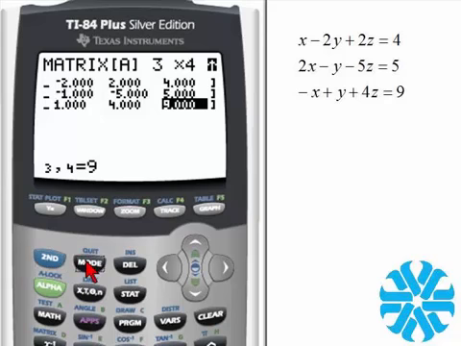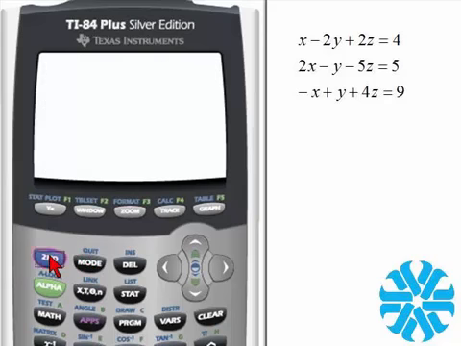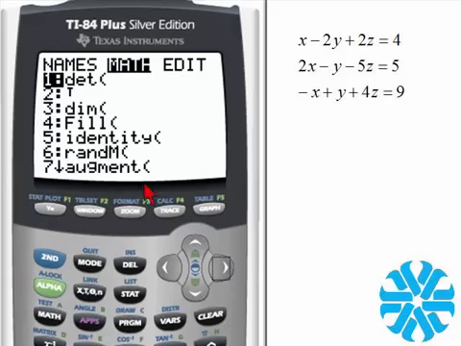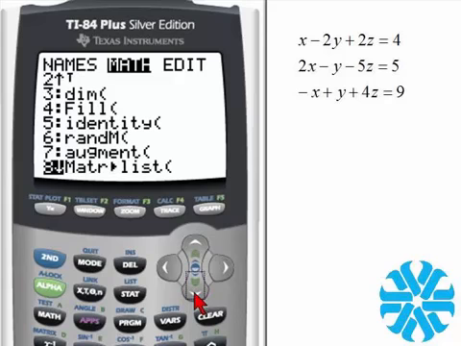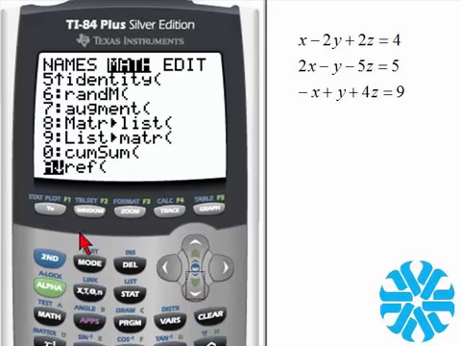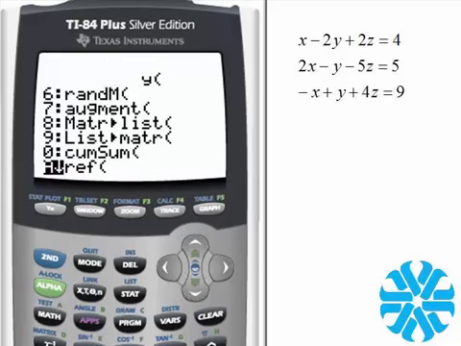So let's get out of this. Let's go back into matrix. So there we have our 3 by 4. And let's go to math. And we'll move this down till we find REF, which means reduced echelon form. And there it is, option A. So let's select enter.